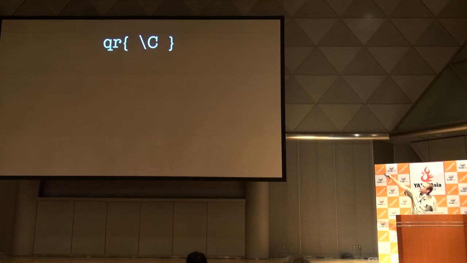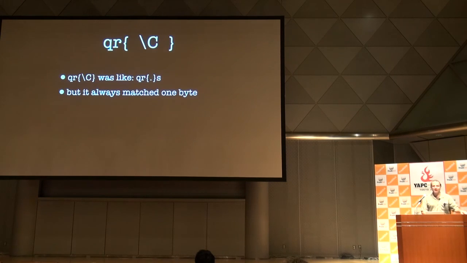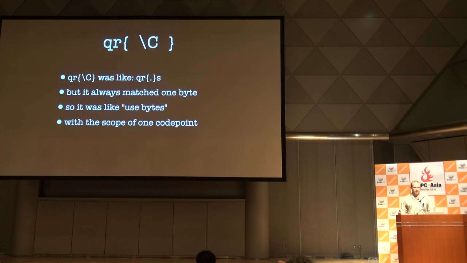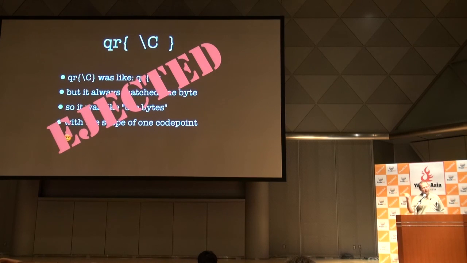Has anyone ever seen backslash capital C in a regular expression? No? It's just like matching dot, but it always matches one byte. Even if you've got a Unicode string, it always matches one byte. So it's a lot like saying use bytes with a scope of one code point in your regular expression. No, that's gone. Gone. Can't use it anymore.